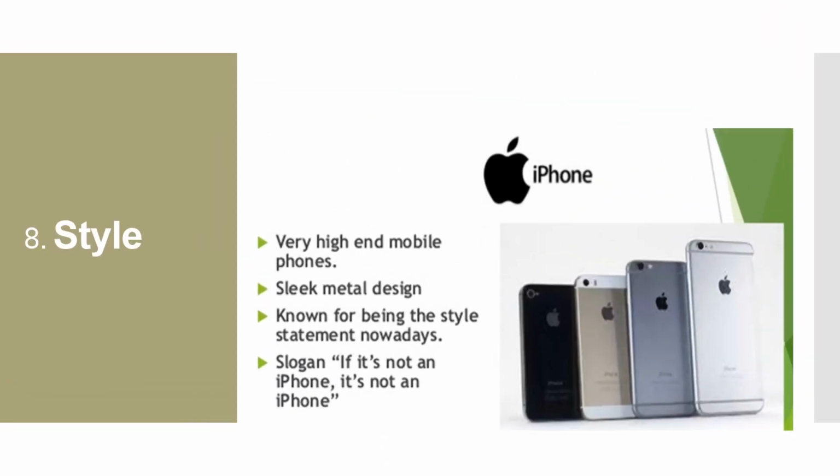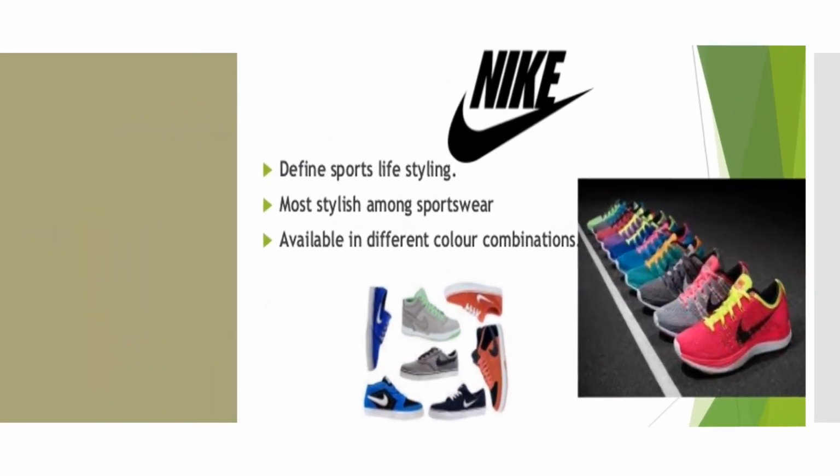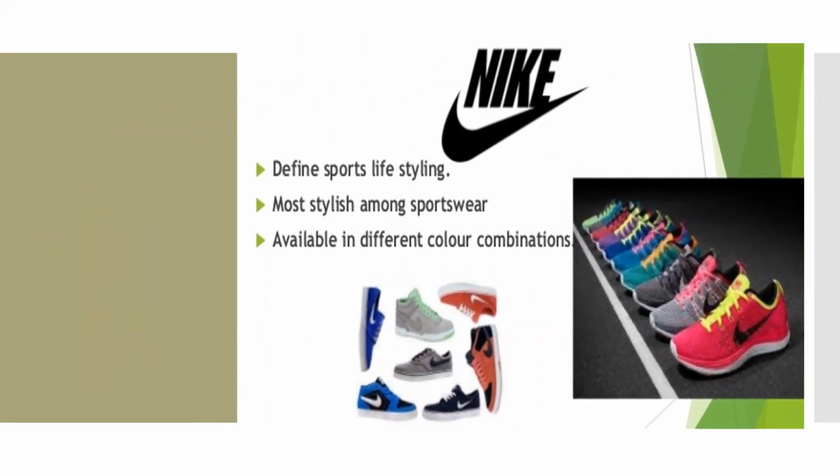Next is the iPhone. Its price is very high. Its differentiation is that it's a very high-end mobile phone, with sleek metal designs, known for being the style statement nowadays. Slogan: if it's not an iPhone, it's not an iPhone. Another product is Nike. It differentiates itself from other products because it defines sports lifestyle, the most stylish among sports brands, available in different color combinations.